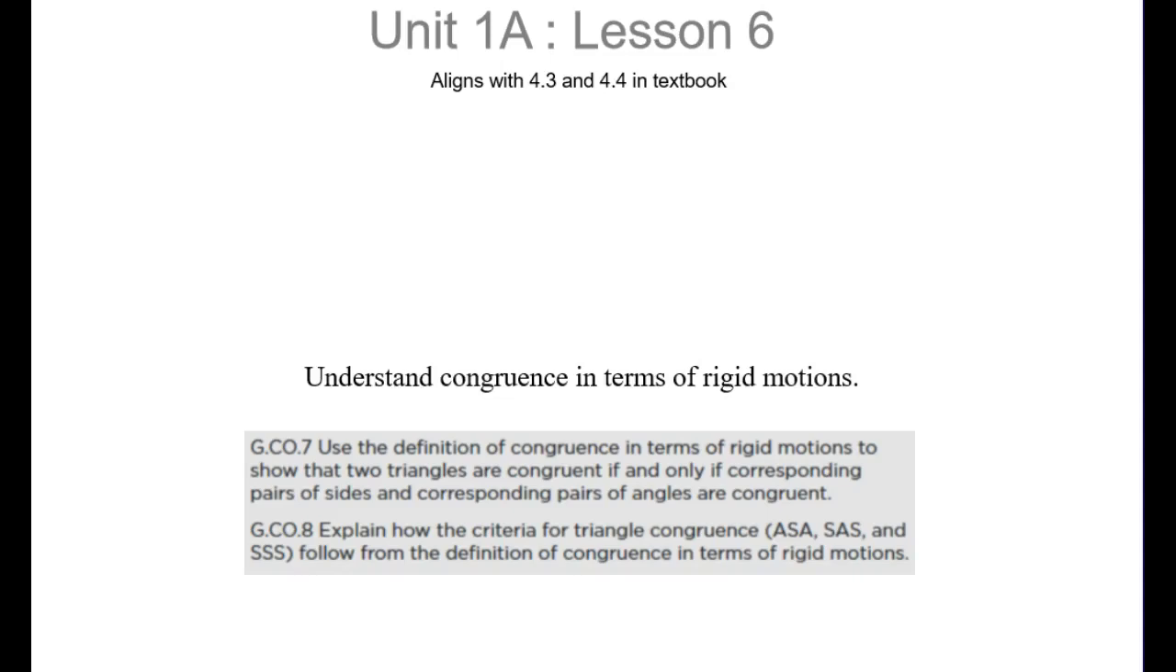Unit 1A, Lesson 6. This lesson will align with 4.3 and 4.4 in your textbook. There are two standards we're going to discuss in this lesson. The first one: use the definition of congruence in terms of rigid motions to show that two triangles are congruent if and only if corresponding pairs of sides and corresponding pairs of angles are congruent. The second standard: explain how the criteria for triangle congruence, angle side angle, side angle side, and side side side, follow from the definition of congruence in terms of rigid motions.